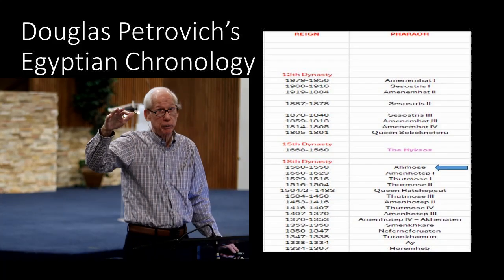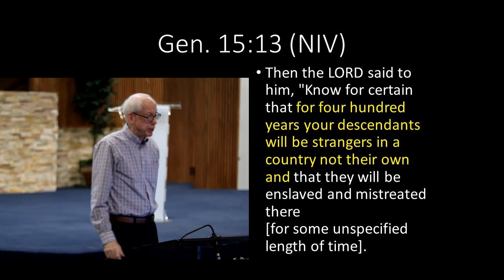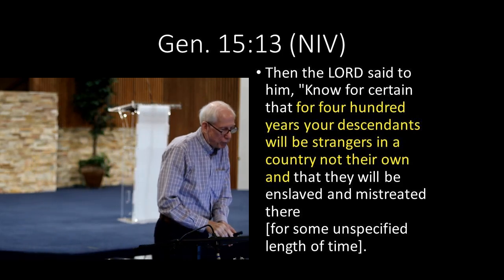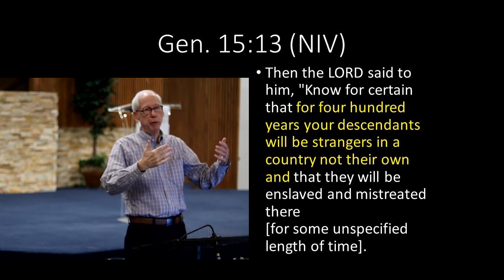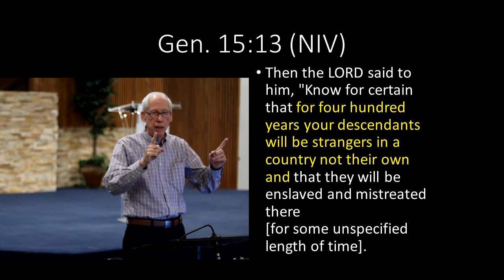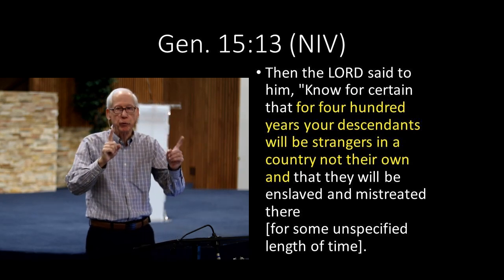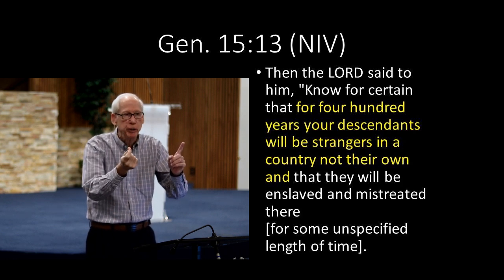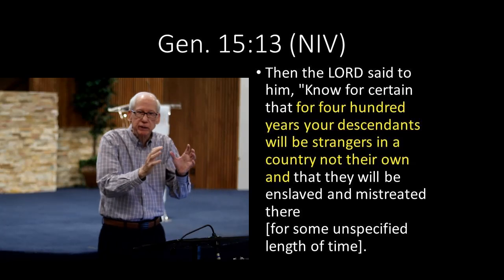I think the way it ought to be understood is what's reflected, for example, in the New International Version, where it says, "Then the Lord said to him, know for certain that for 400 years." Now, what do I think is going on here? The precise time of Israel's sojourn in Egypt is 430 years. That's the exact time. We know that from Exodus chapter 12, verse 40 and 41. So I just think this is an approximation.